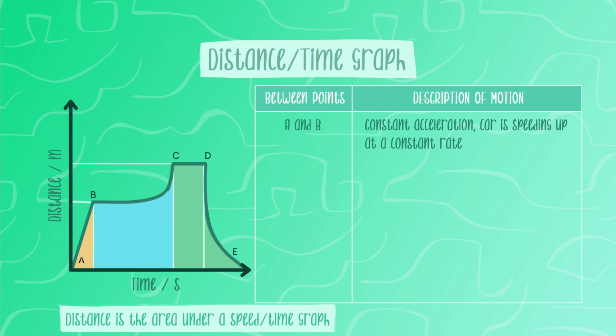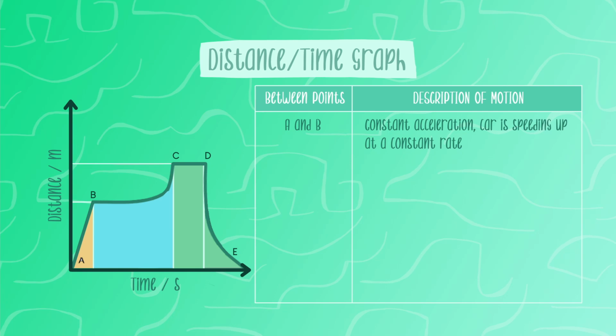Now, under a curved graph, it becomes a little more complicated, but the concept is the same. The area under the graph. One could even count the blocks under the graph to get an estimate of the distance covered. Now, moving back to acceleration, the line between points A and B in the graph is a straight positive gradient. Positive indicating that the car is accelerating, that is speeding up. And since it's a straight line, we can say that acceleration is constant.